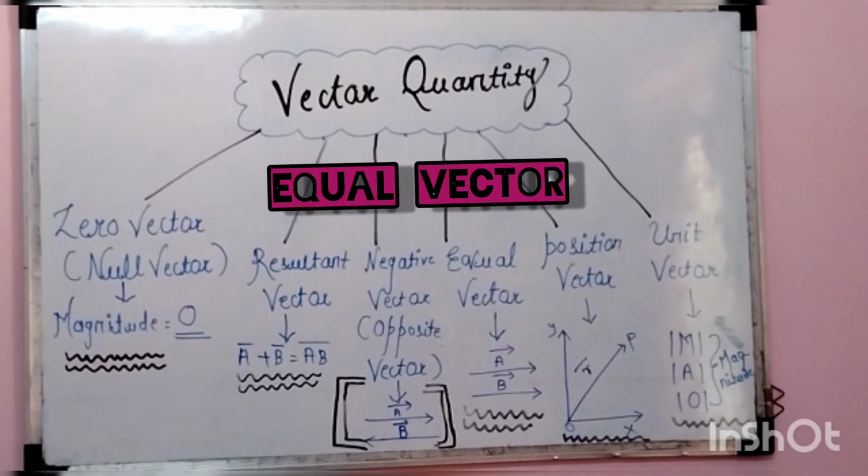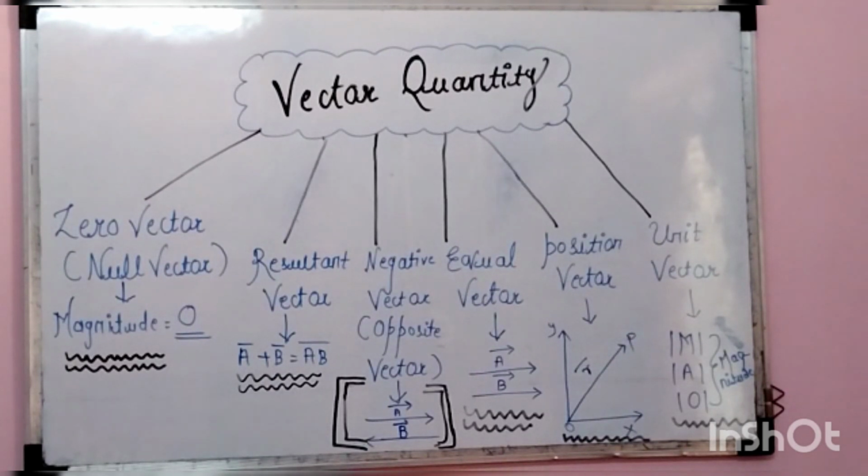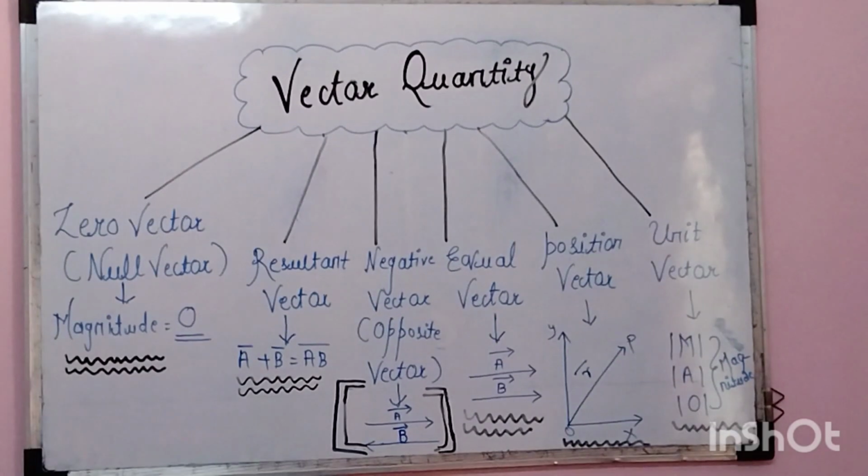In that example, it is stated that vector A and vector B are the same in direction as well as have the same magnitude. Below is an example of equal vector.